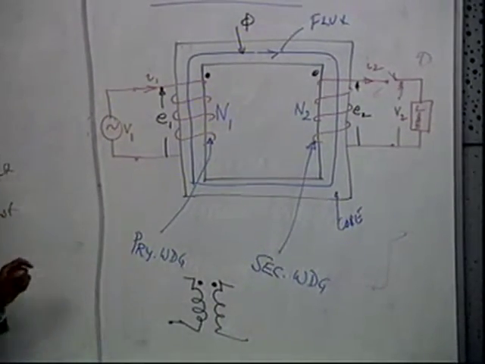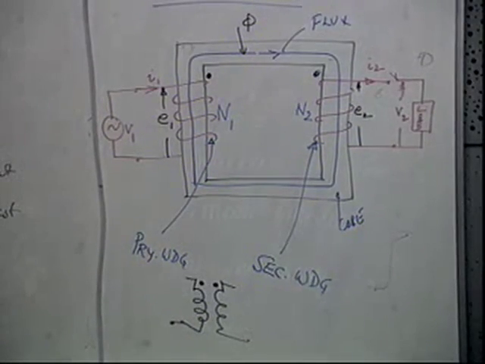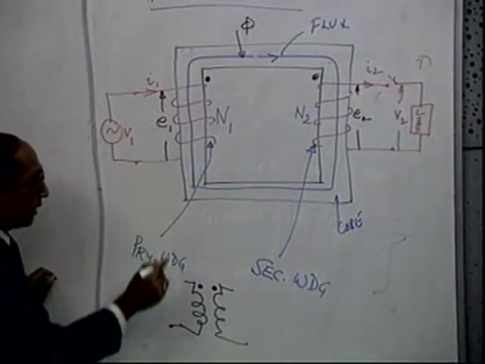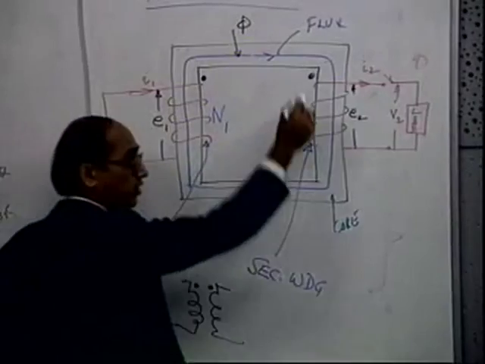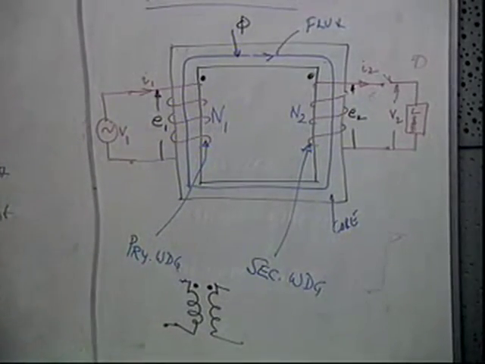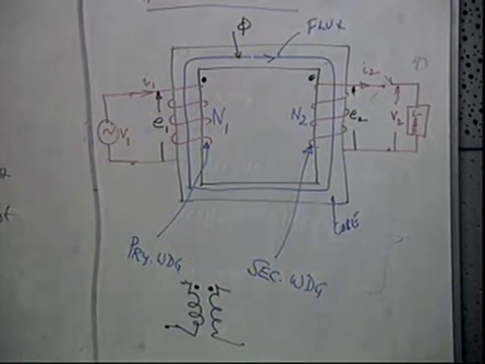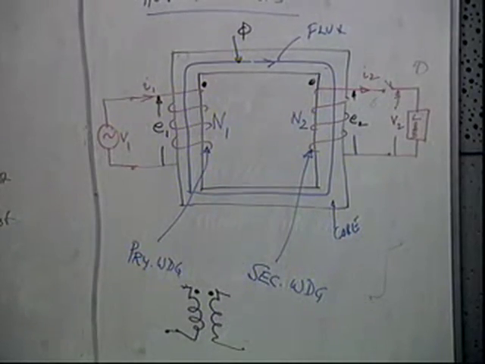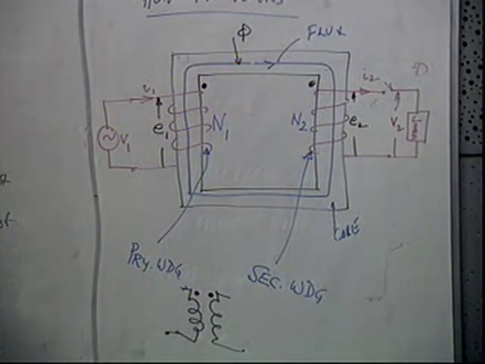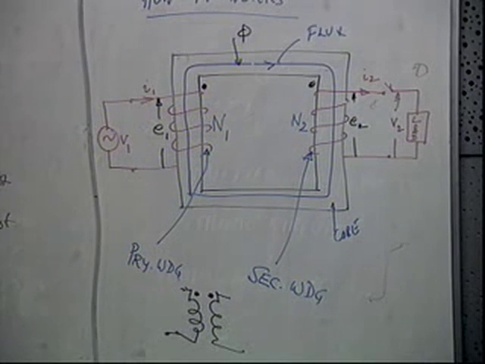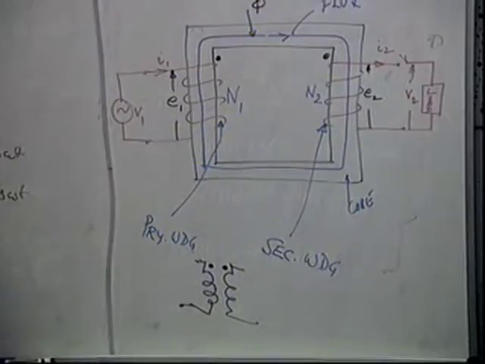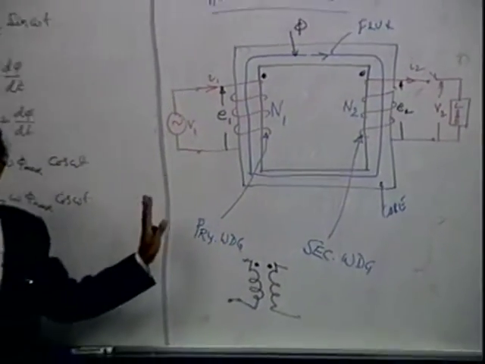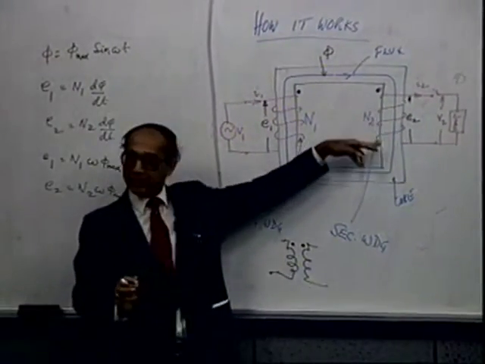Have you heard about this? We show these dots. What does it mean? It means it is wound in such a way that when the current is going in, it will produce the flux in the same direction as this one. So the flux is the net due to I1 as well as I2? Yes, if there is I2. If there is no I2, it is the flux due to this one. Let's not bother about it now. If you assume the secondary is not loaded, still there is an E2.